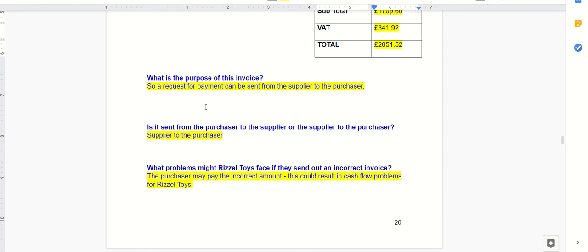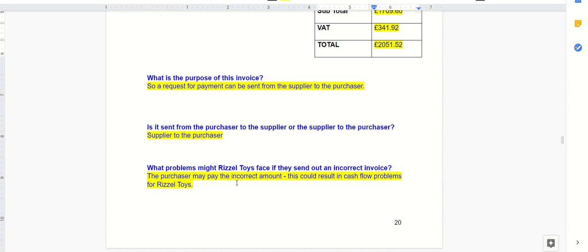So what's the purpose of the invoice? A request for payment can be sent from the supplier to the purchaser. So they are basically posting this to you saying, "You owe us this money, can you please pay for it?" So it's a request for payment sent from the supplier, which is Rizzle Toys, to the purchaser, which is Toys R U. Is it sent from the purchaser to the supplier or the supplier to the purchaser? I've already said supplier to the purchaser.